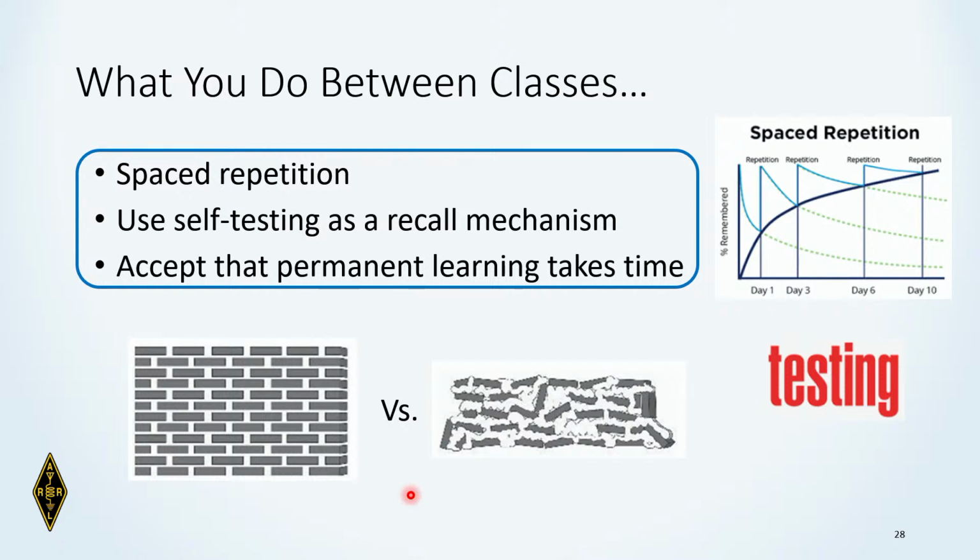So what to do between classes? Super important. Spaced repetition, got the forgetting curve, or the remembering curve in this case. Use self-testing as a recall mechanism, and accept that permanent learning takes time. Concrete will usually set up within a day, but it really doesn't achieve its full strength until nearly a week later. Learning is a little bit like that as well.